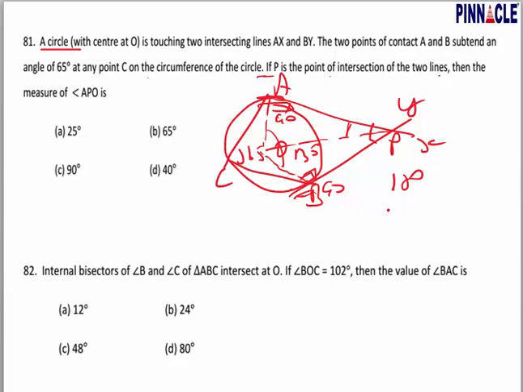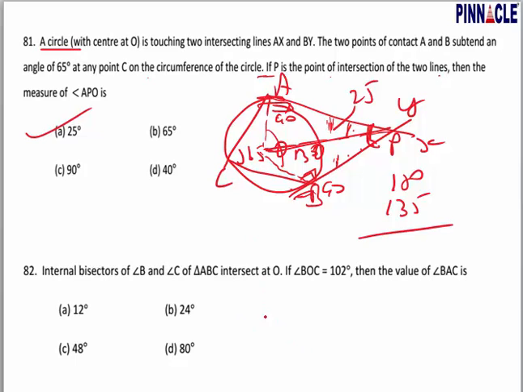You can say 180 minus 135. You will find here 65 to 130, and this is 130. It means this is 50. 50 is the total, and it will be 25 degrees because these are two congruent triangles, so it will be 25 and 25. The answer in this case is A.